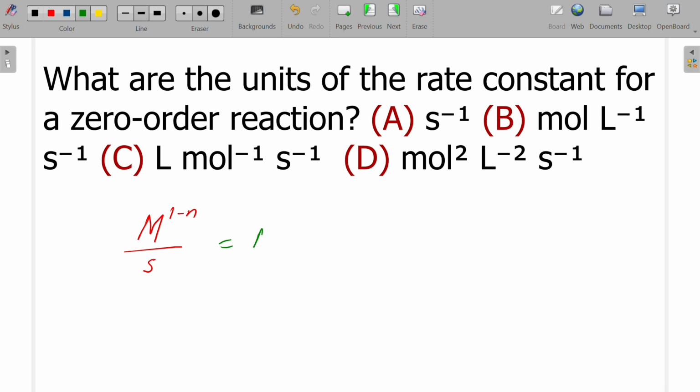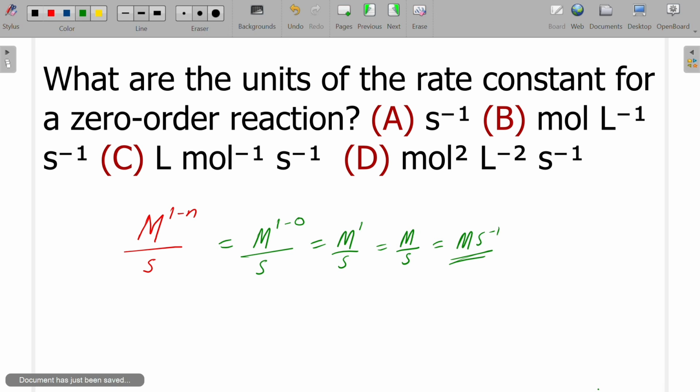So this will be equal to M on top, then 1 minus 0. We replace the n by the order of reaction we are dealing with, so in this case we have 0. So 1 minus 0 is 1. So we have M to the power of 1 divided by s. Now when the power is 1, we don't need to show it. So this will be M over s. This can also be represented as M s to minus 1.